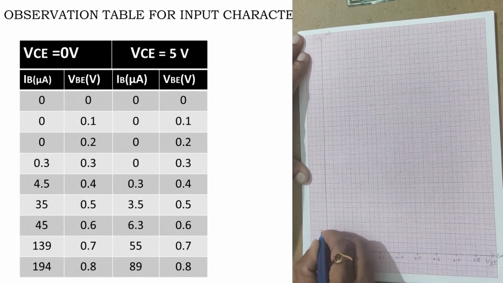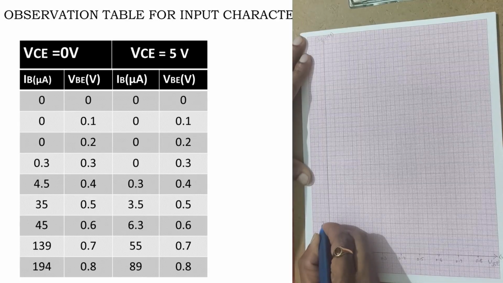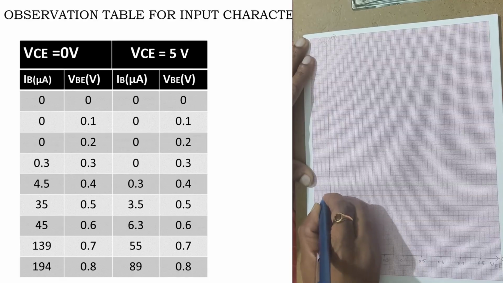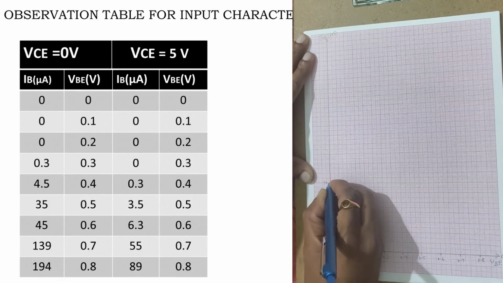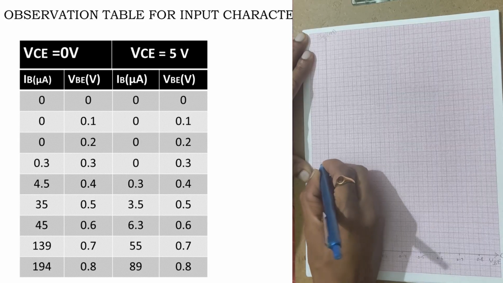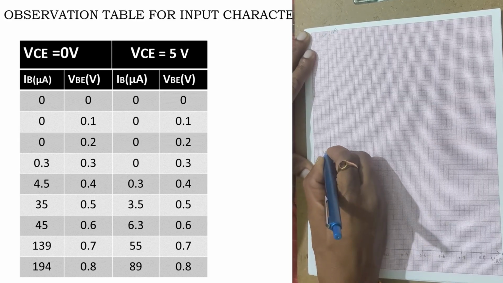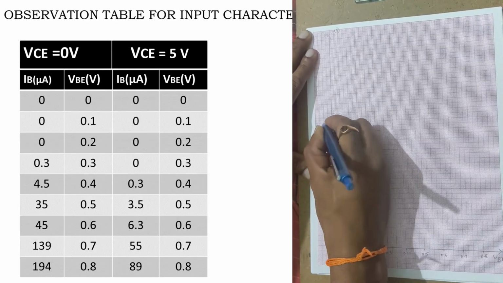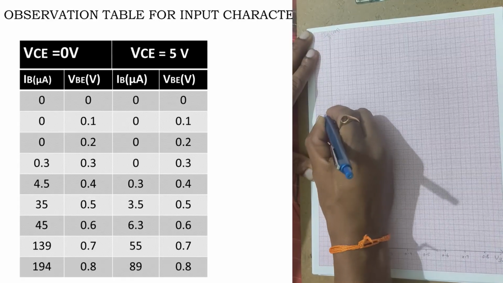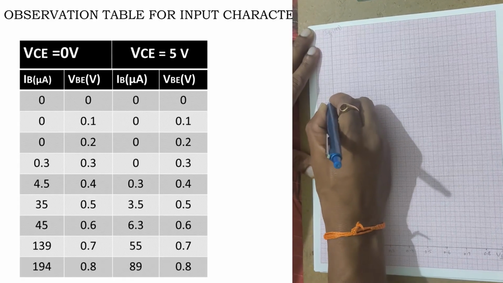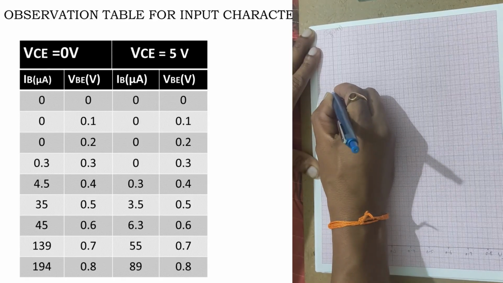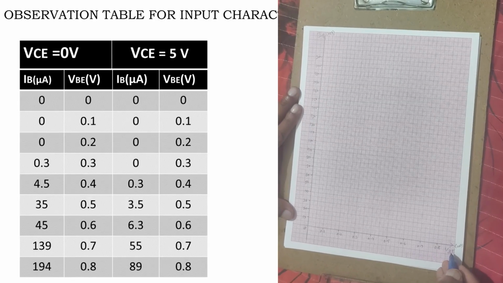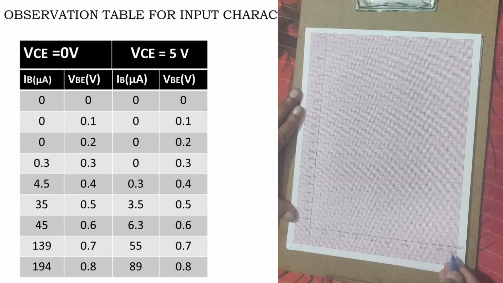10, 20, 30, 40, 50, 60, 70, 80, 90, 100, 110. We will increase up, placing the values up to 200. The voltage VBE is on the x-axis and IB in microamperes is on the y-axis.